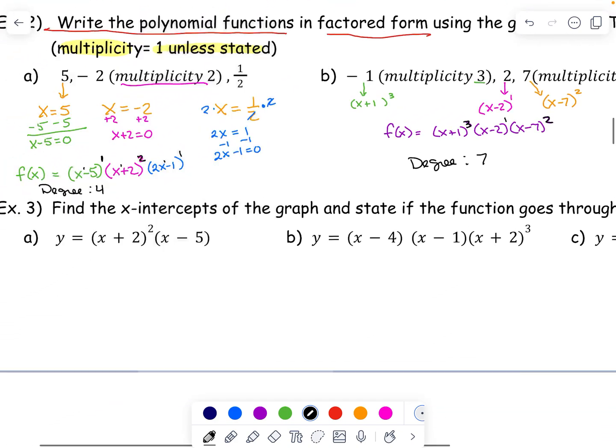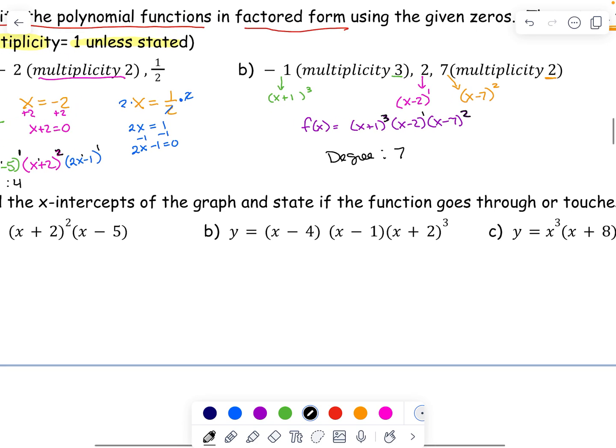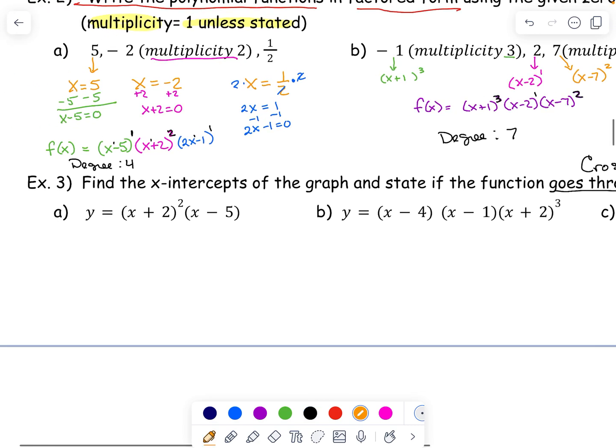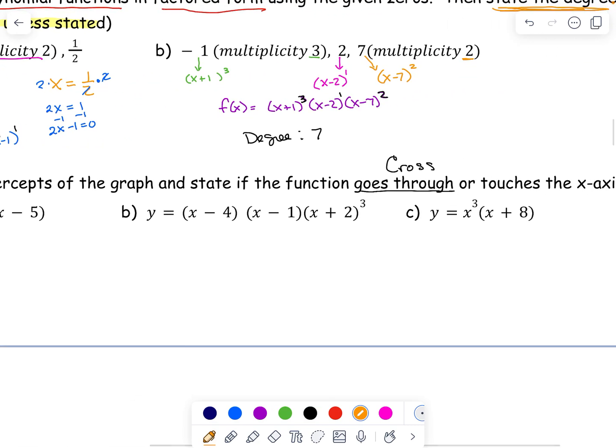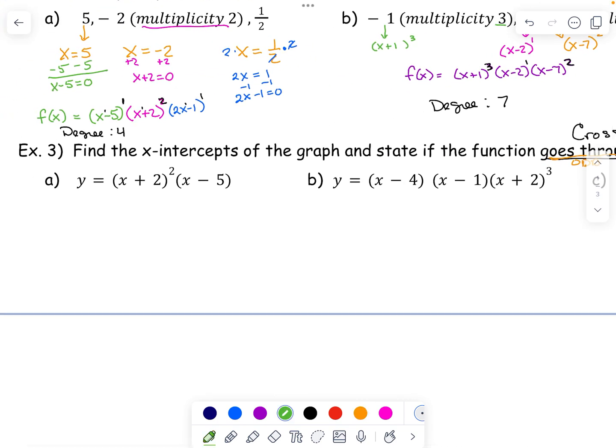All right, so now what we're going to do is find the x-intercepts of the graph and decide whether it goes through. And when we say go through, it's the same as cross or touches, okay? So remember, when we go through, it's odd multiplicity, and when we touch, it's even multiplicity. So go through or cross will be odd. Okay, so our zero, this is going to have -2 as a 0 because -2 plus 2 is equal to 0. If you still don't know, you can go x plus 2 equals 0 and find out what's going to make that 0, and it's going to be -2.